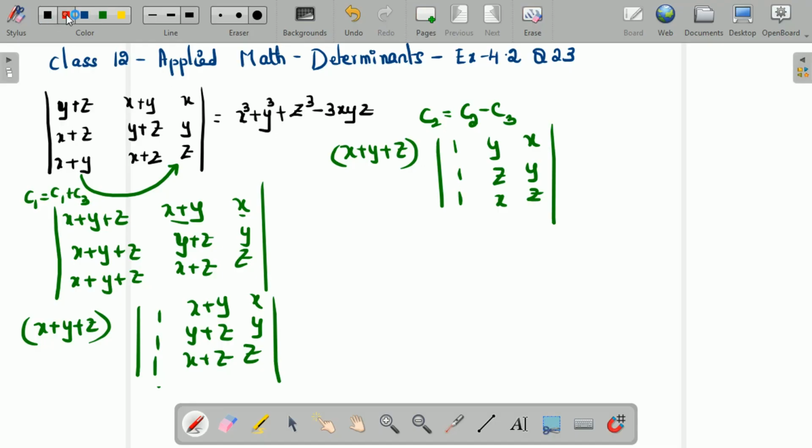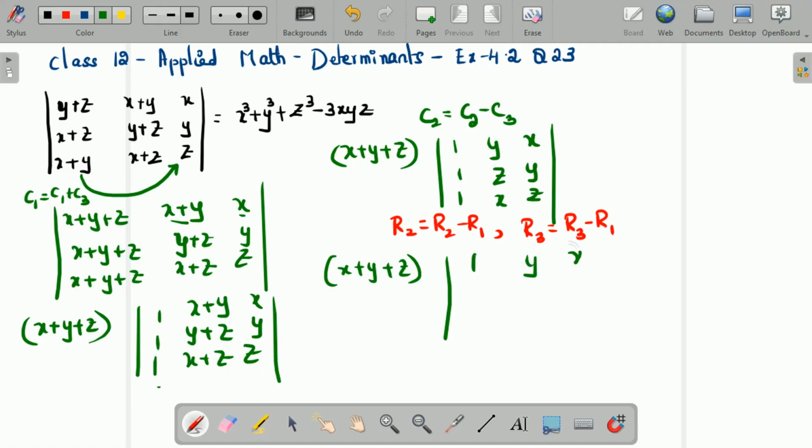So this time I'm going to do a row transformation. R2 is equal to R2 minus R1 and R3 is equal to R3 minus R1. So this will become x plus y plus z, the factor I'm keeping as such. The first row 1, y, x will remain the same. Second row, 1 minus 1 is 0, z minus y, and in this case it is y minus x. The last row, 1 minus 1 is 0, x minus y, z minus x.